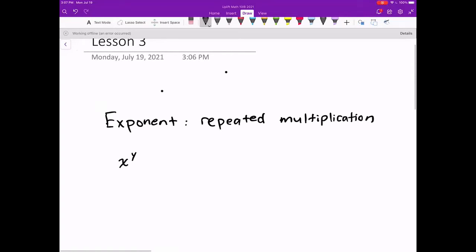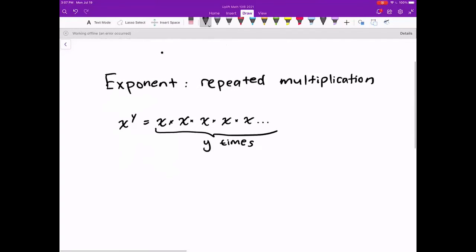What it's essentially saying is that it's x multiplied by itself y times. So when we put in numbers, x to the y would be x times itself, y times. So we could say 2 to the power of 5 is just 2 times 2 times 2 times 2 times 2, which is 5 times.